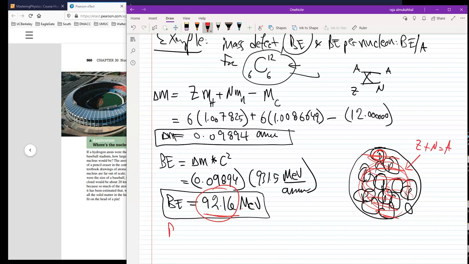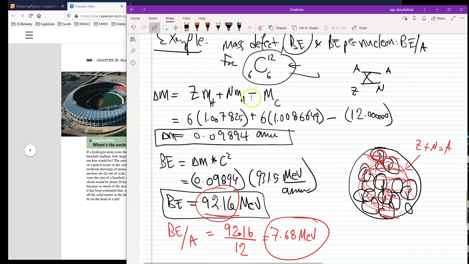So therefore, the binding energy per nucleon, which means binding energy over A, is all you need to do is you go 92.16 and you divide it by A. A is what? 12. Carbon 12, right? So you just do that, and when you do this, you end up with 7.68 mega electron volt. Okay? That's the meaning of it. You got it? Okay. So the binding energy per nucleon.